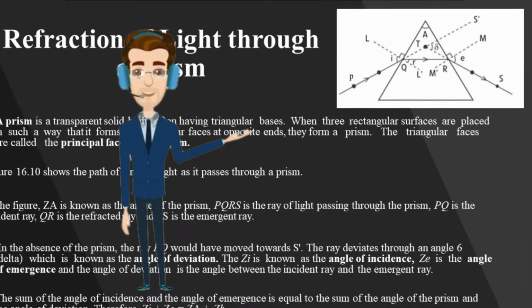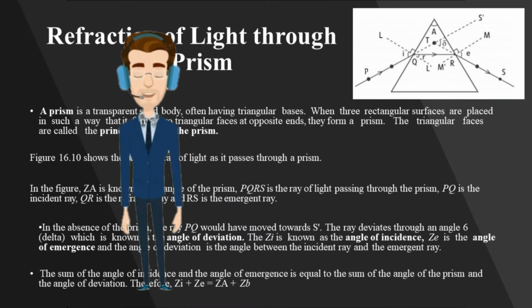Figure 16.10 shows the path of a ray of light as it passes through a prism. In the figure, angle A is known as the angle of the prism, PQRS is the ray of light passing through the prism, PQ is the incident ray, QR is the refracted ray and RS is the emergent ray. In the absence of the prism, the ray PQ would have moved towards S. The ray deviates through an angle delta, which is known as the angle of deviation.